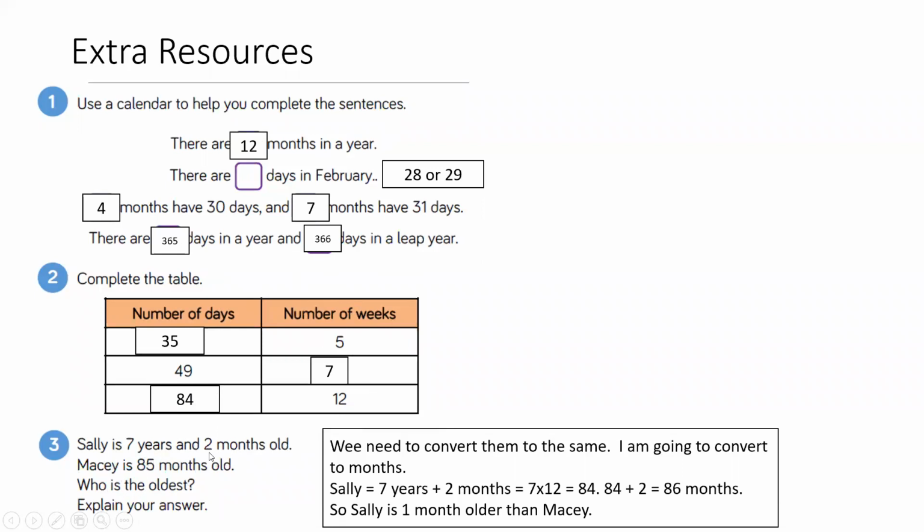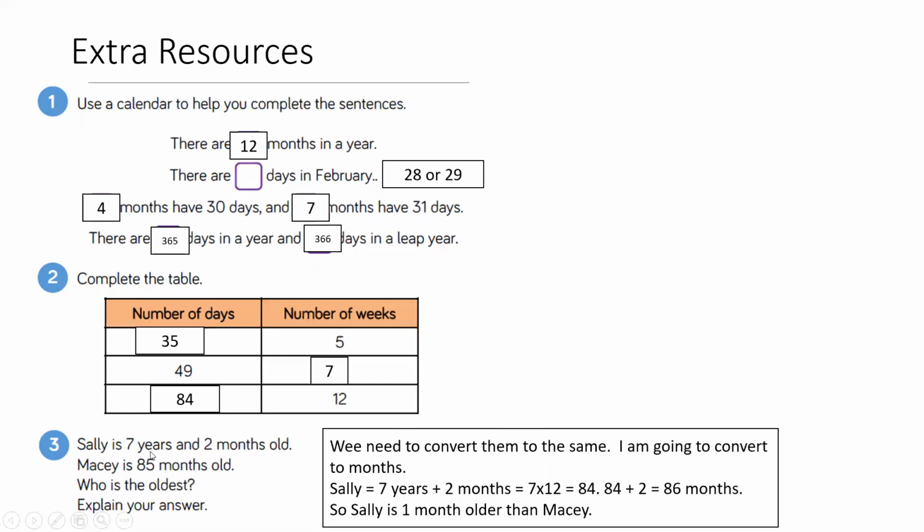Sally is 7 years and 2 months old. Macy is 85 months old. Who is the oldest? Well, there's no way we know unless we do a conversion, and we need to convert them both to the same. There are very different ways you can do it. You can either convert the months to the years or the years to the months. So here, I'm going to convert them both to months.